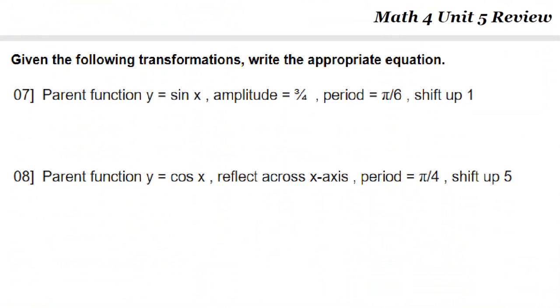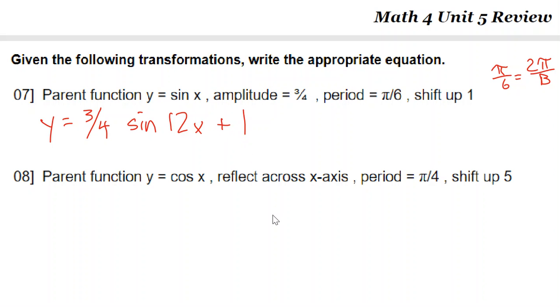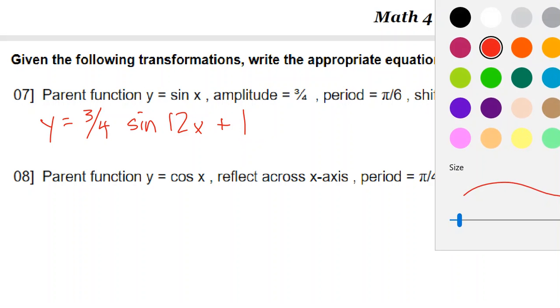Okay, 2 more down here. We have no flip, but we do have an amplitude of 3/4. That is the sine. And if the period is 6 pi over 6, well, let's see, if I were to double that, that would be like 2 over 12. So b is going to be 12x, and then shift up 1. You cross multiply it, you get b pi equals 12 pi, which means b has got to be 12 anyway.